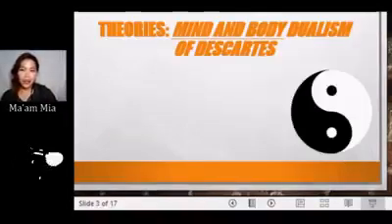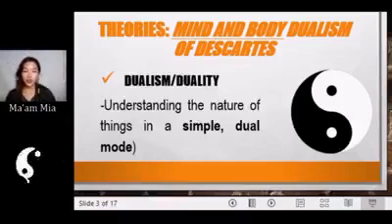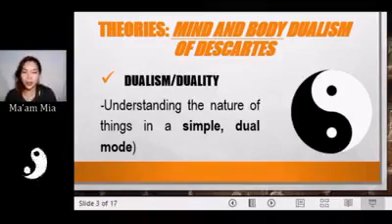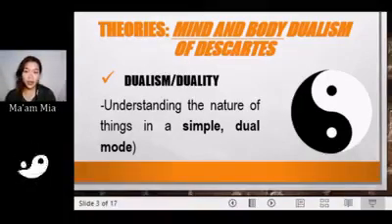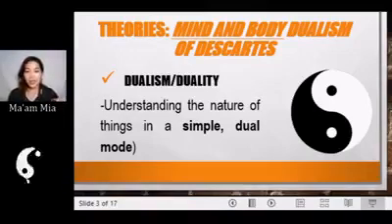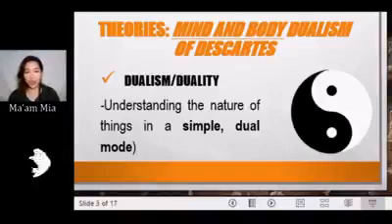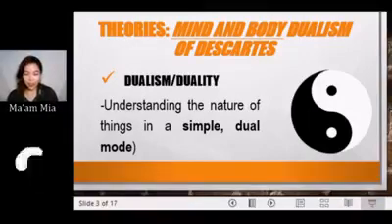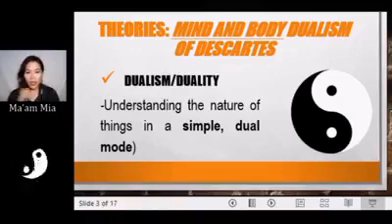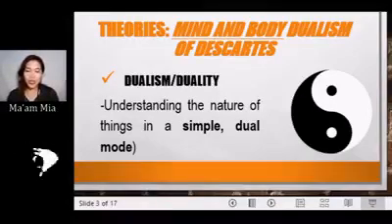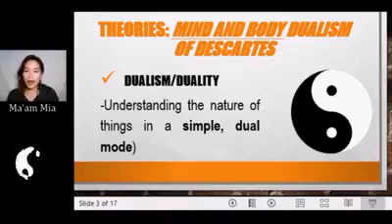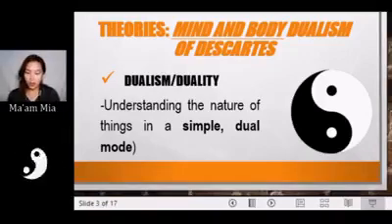So next we have theories. We have here dualism. In personal development, this represents mind and body. So it means understanding the nature of things in a simple dual mode. I am aware that you are all familiar with the image that I have prepared. If you're a fan of Kung Fu movies, for sure you have seen that. That image is also known as the yin and yang, which represents balance. So light, dark, good, bad, black, white, sadness, happiness. You need to accept the concept that there will always be an opposite of one another.